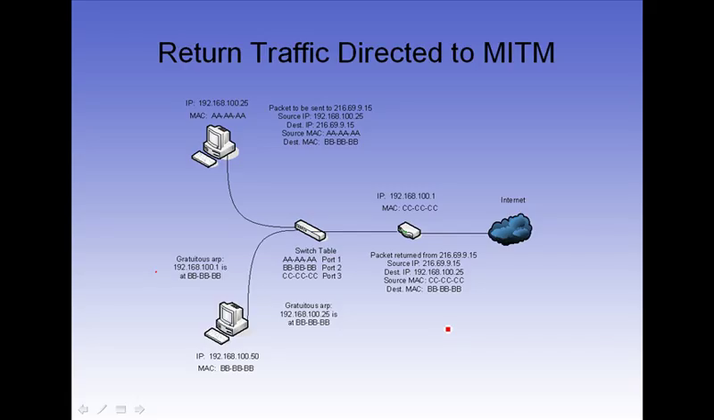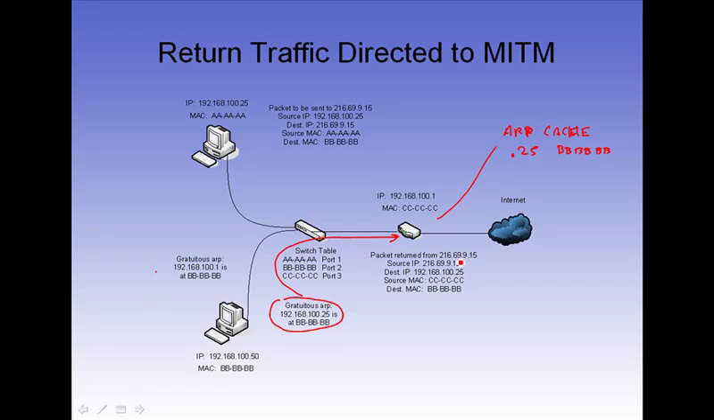To manipulate the return traffic, all we have to do is send another ARP. This gratuitous ARP says .25 is at BBBB, and it's going to be sent through the switch to the router. And of course the router maintains its own ARP cache. So the ARP cache of the router now will have the entry .25 is at BB, BB, BB.